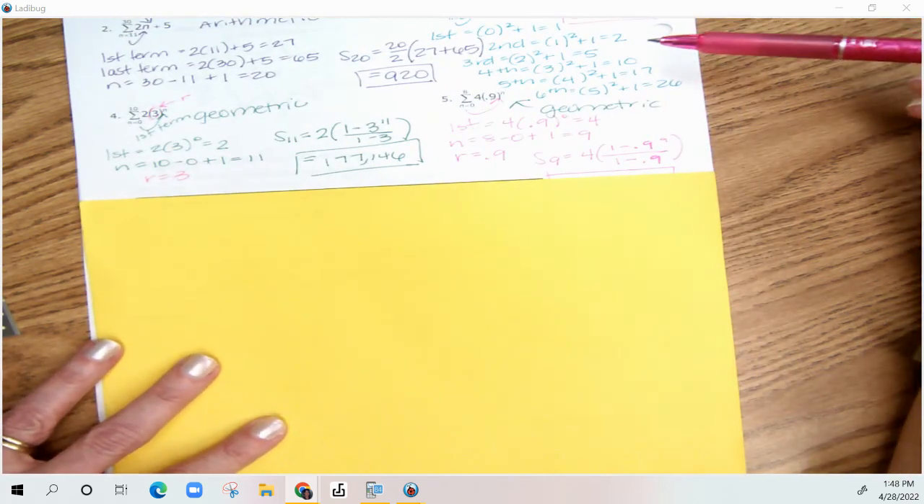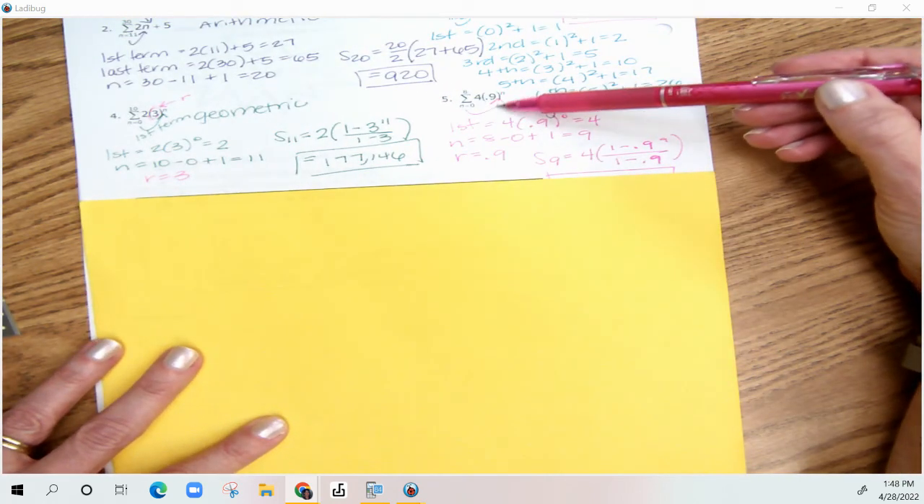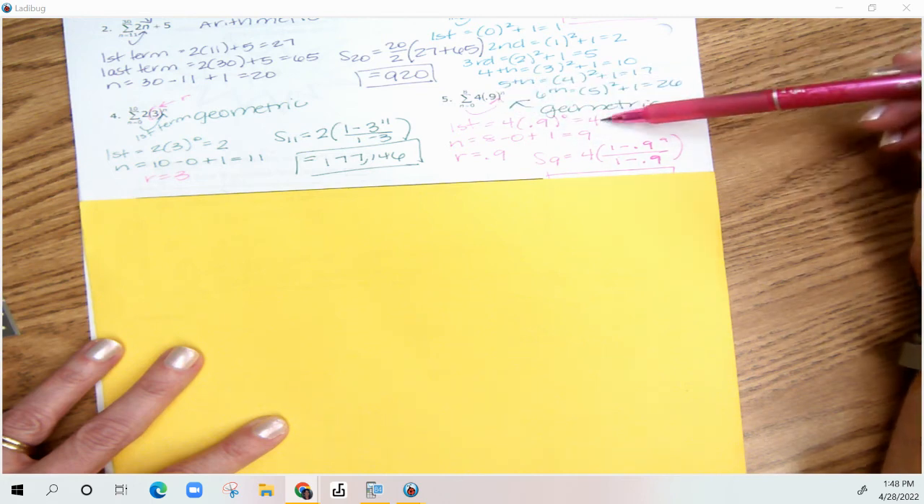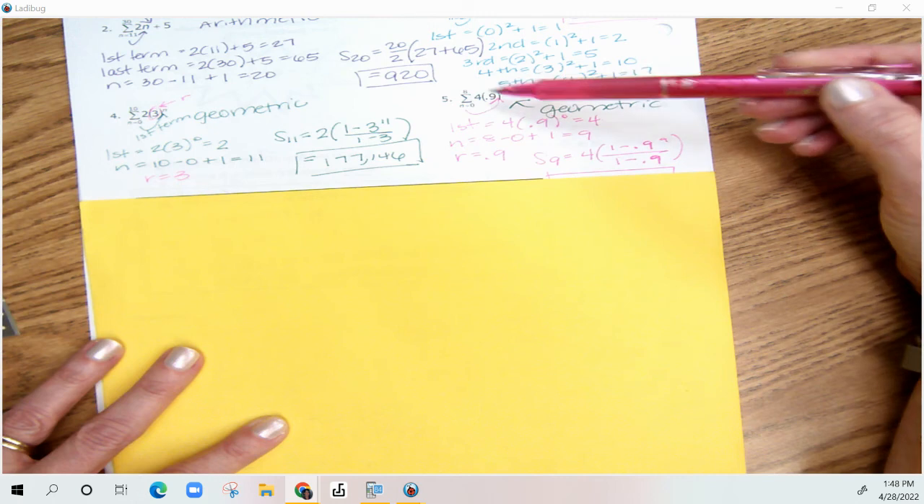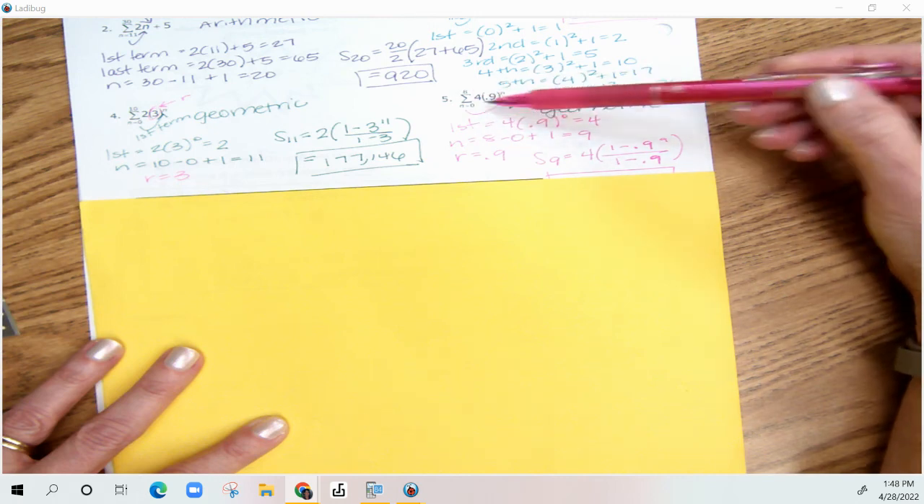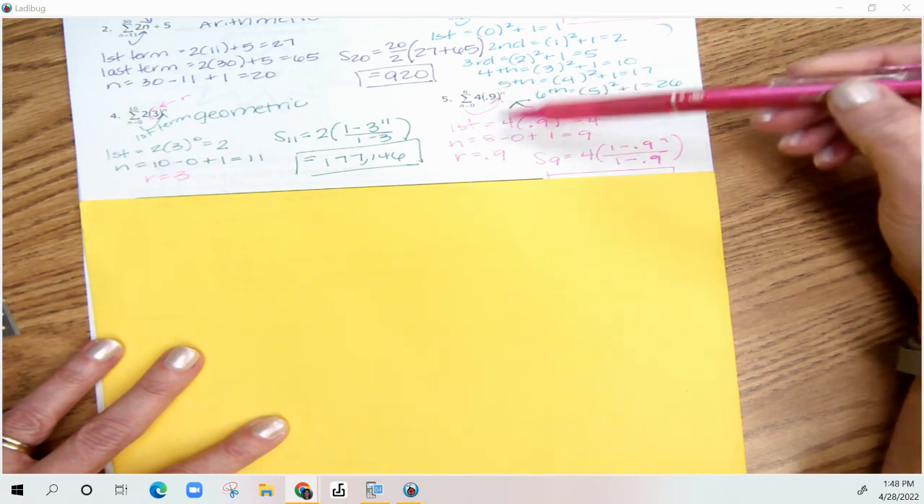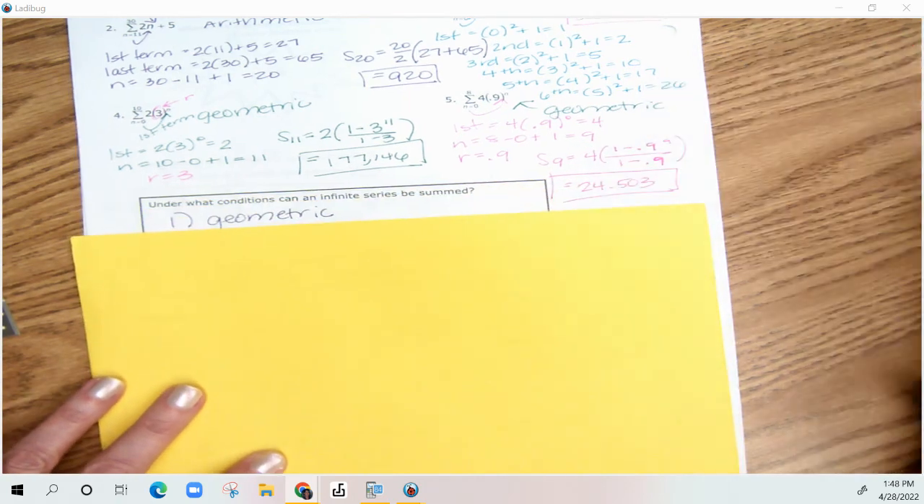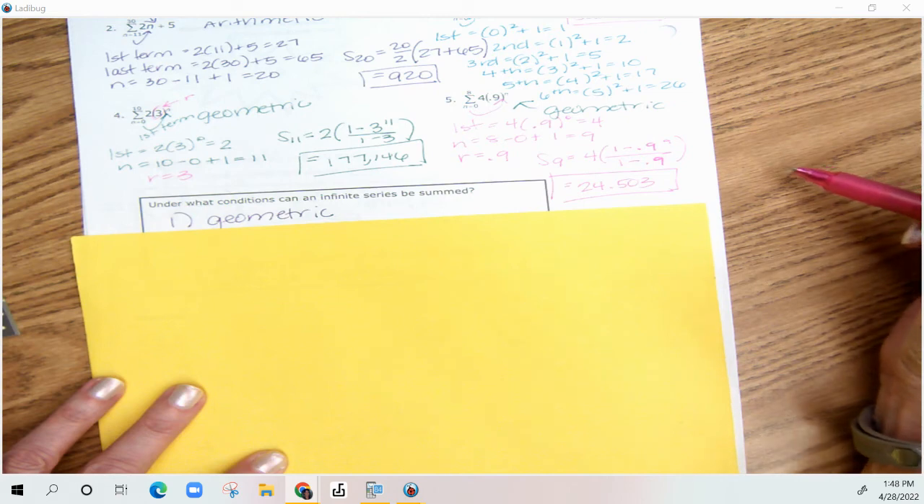Same thing for number 5. The first term I get by plugging in the bottom number. Again, anything to the 0 power is 1, so a sub 1 is 4. My n is top number minus bottom number plus 1 or 9, and r is the base of the exponent, so I can just substitute into the series formula, and you get 24,503.